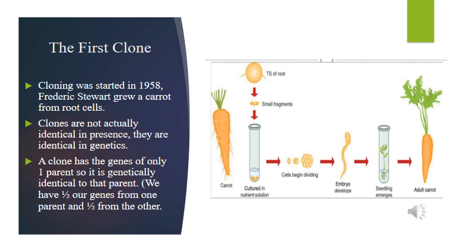So, the first cloning was started in 1958. Frederick Stewart grew a carrot from the root cells. Clones are not actually identical in appearance, they are identical in genetics. A clone has the genes of only one parent, so it is genetically identical to that parent. We have half of our genes from one parent and half from the other. So, this can be clearly shown in the picture below.